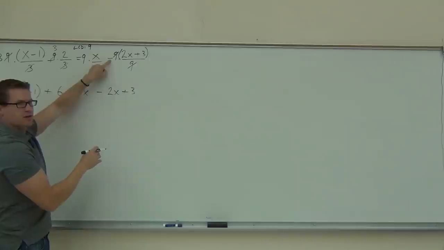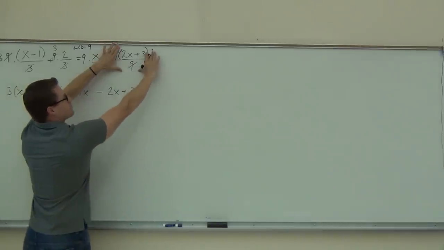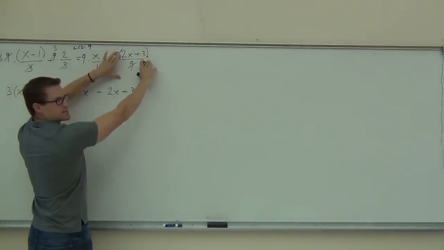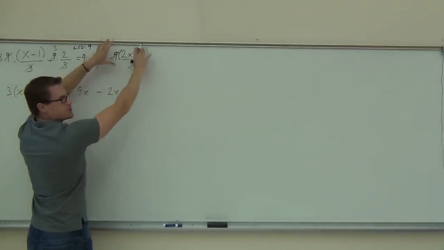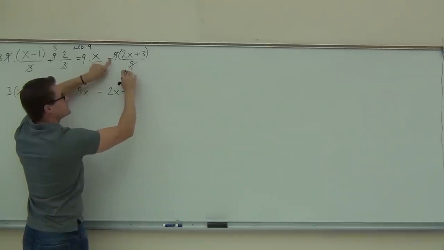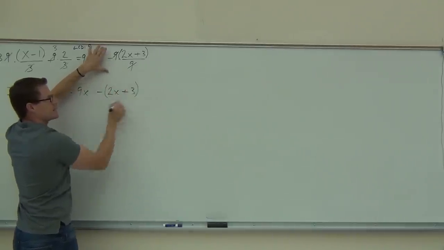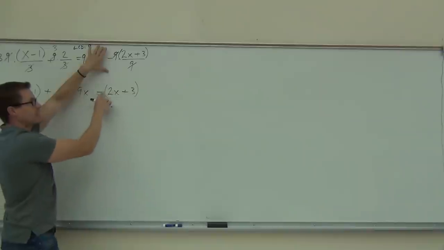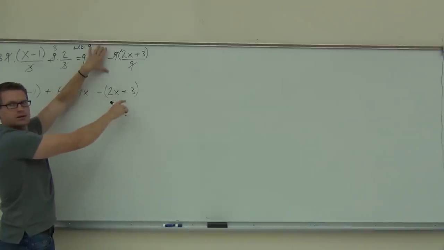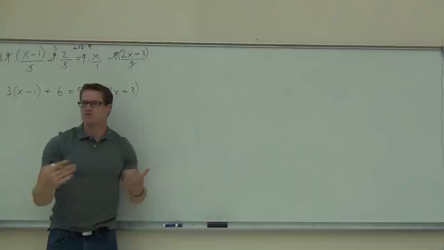This minus right there, because this was a fraction, it was implied parentheses. That's how fractions work. It's implied parentheses on numerator and denominator. So this negative is actually going to distribute to both terms. That's why we had to have those parentheses there. This is going to end up being a minus 3. A lot of people on their homework, they give me plus 3.